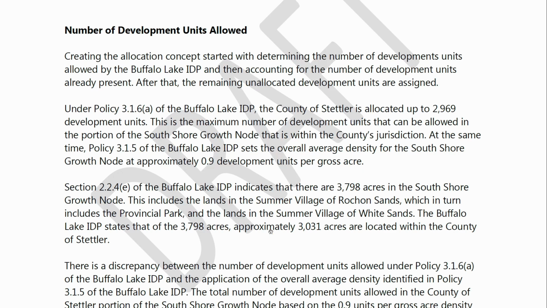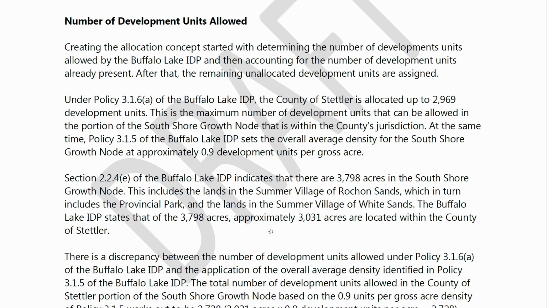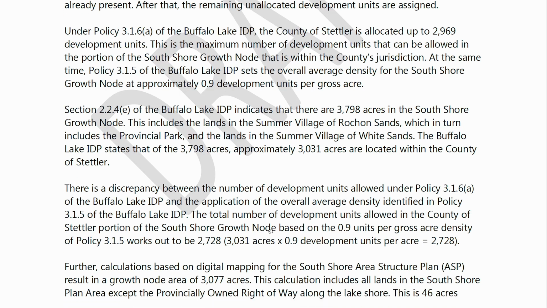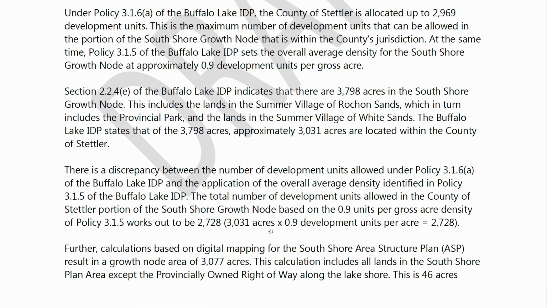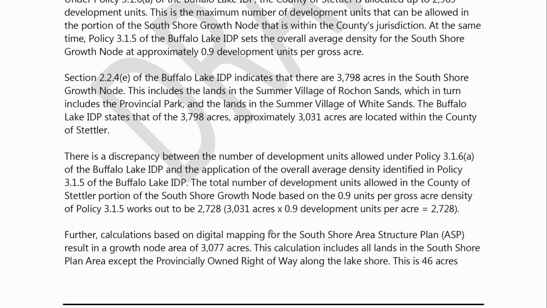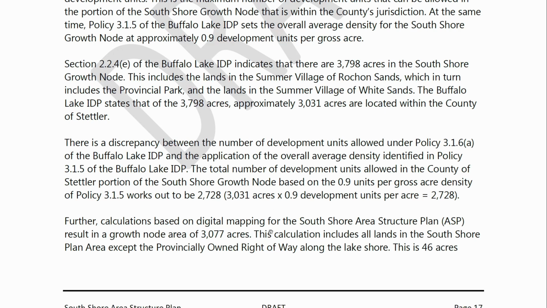The IDP also expects the South Shore Area Structure Plan to maintain an overall average density across the entire area of 0.9 development units per gross acre. That means when we look at all the development units within the area that we're doing the plan for, we have to also fall within that density calculation. That gives us a slightly different number when we compare the two approaches. The density number, based on the area that we're covering in the plan, comes in lower at 2,728 development units compared to the 2,969 indicated in another part of the Buffalo Lake IDP.